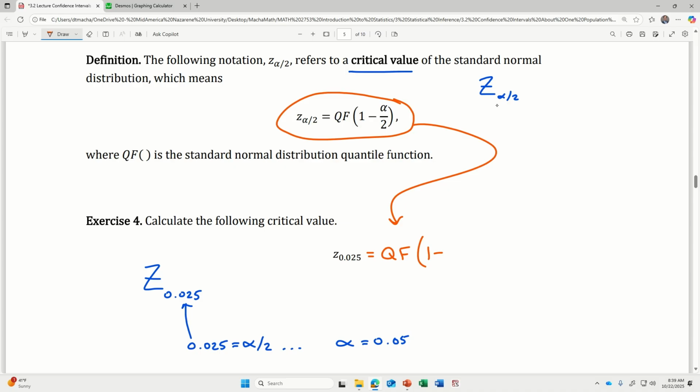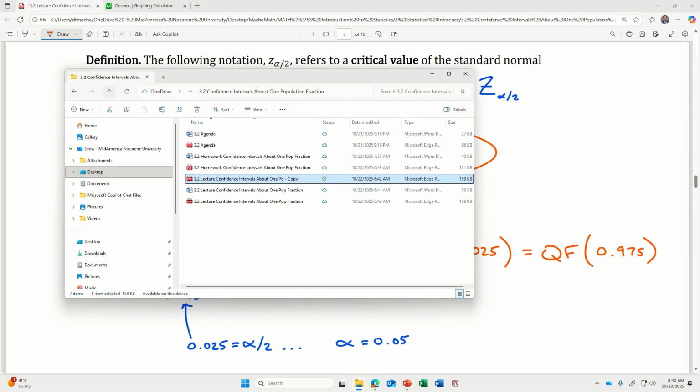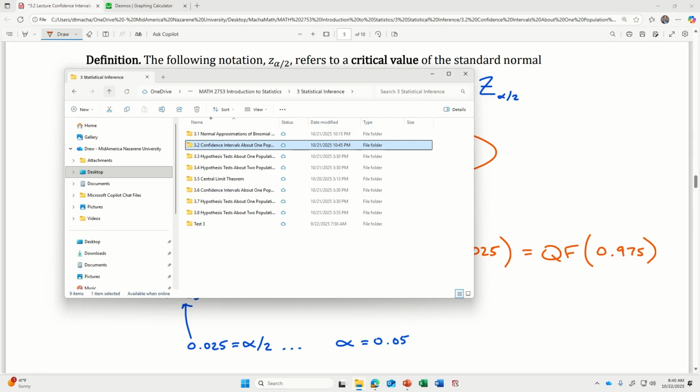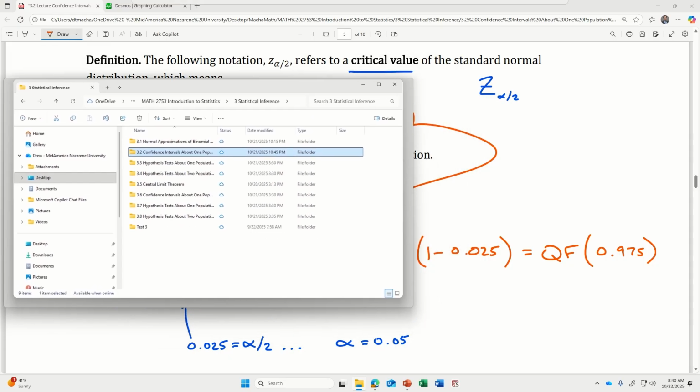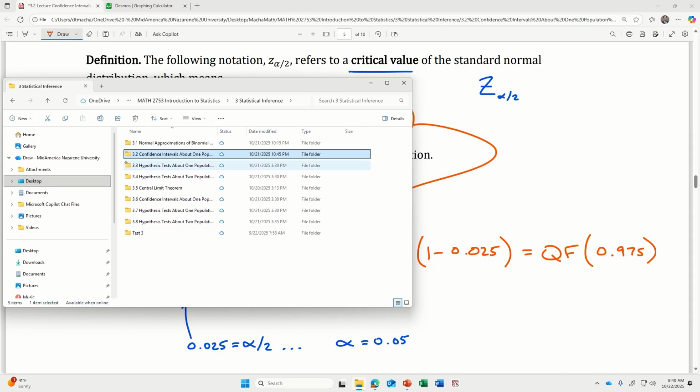And alpha over 2 is just the number I find in the subscript. So it's going to be 1 minus 0.025. In other words, I'm going to use my quantile function table to look up the number 0.975. So let's do that. I got it from 1 minus 0.025.